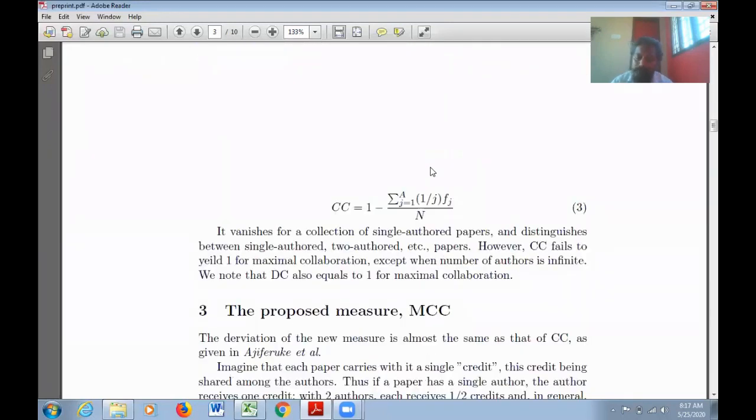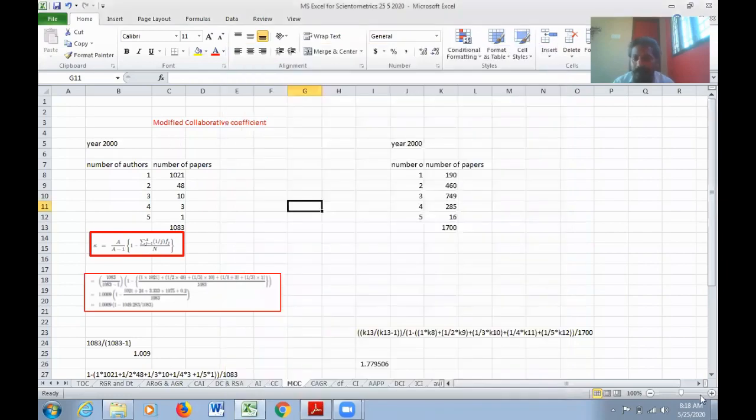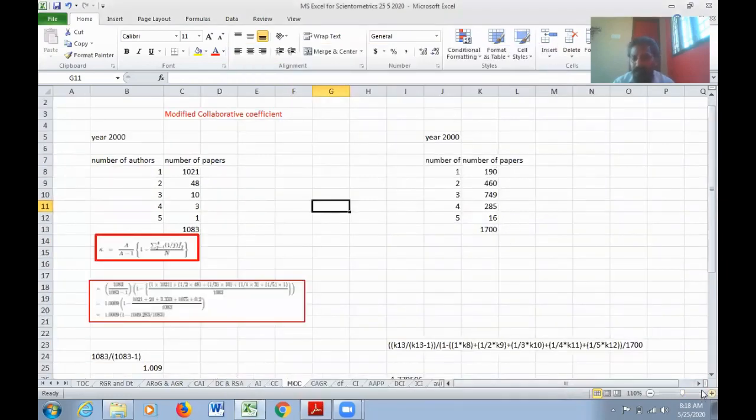But there is a problem in CC. What is the problem in CC? CC fails to yield one for maximal collaboration. That means if all the papers are joint papers, and not even a single paper is contributed by single authors, then the answer should be 1. Maximal collaboration should be 1. But CC doesn't give 1 as maximal collaboration. So to rectify this small issue, they came out with another idea called the modified collaborative coefficient.